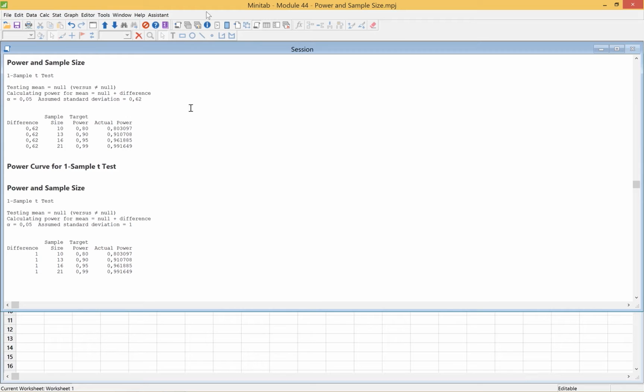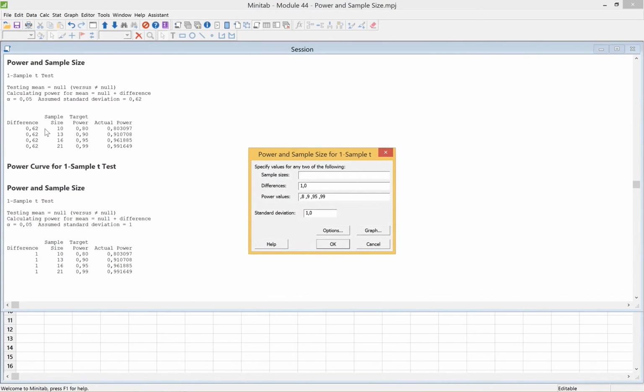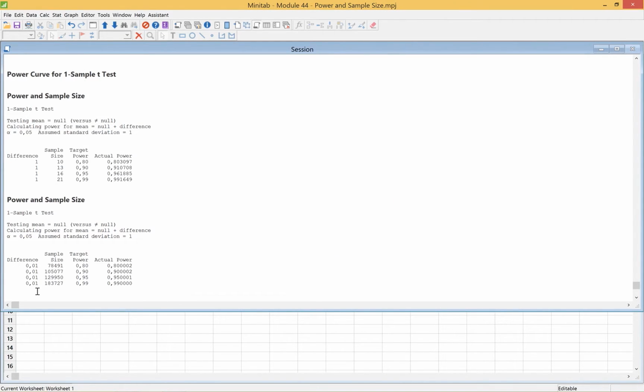So what I want to do now is demonstrate what happens as we change various parameters here, and how this power and sample size situation actually hurts or helps us. Let's say I want to have a difference to detect of 1/10. So instead of 1.0, it's 0.01, and that is my difference to detect. My standard deviation is 1. Now what happens to power and sample size? Notice how much it grew.